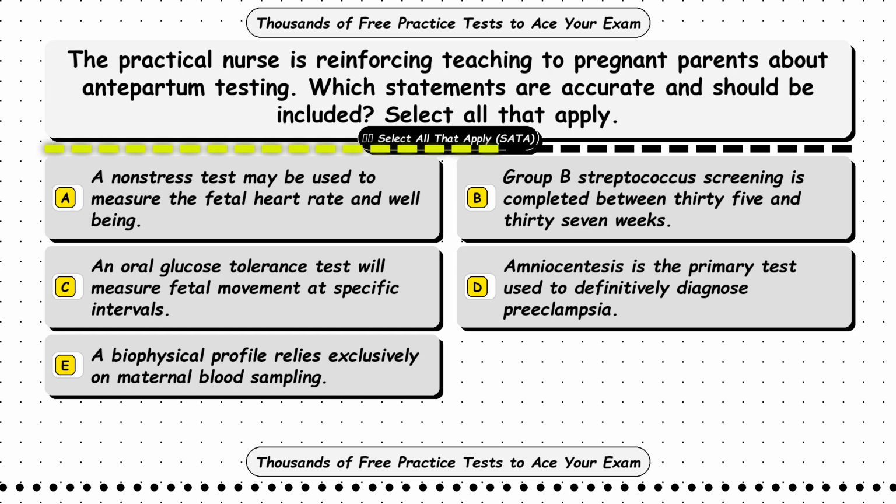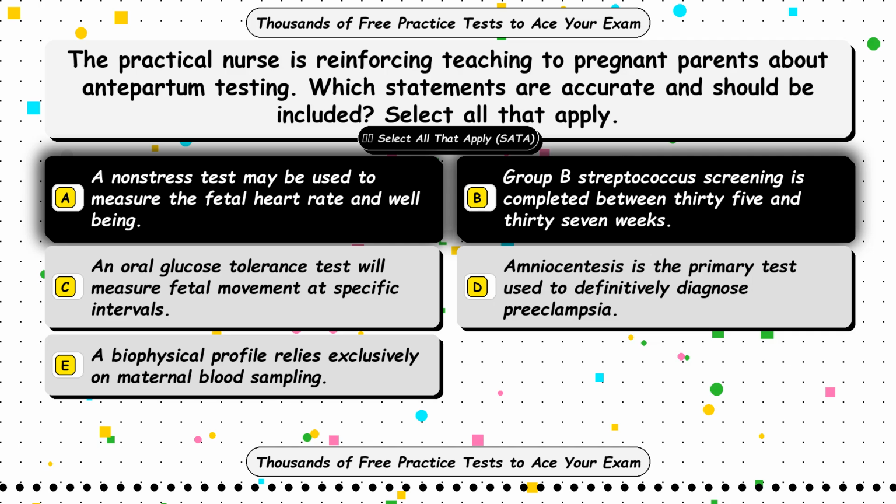Option C. An oral glucose tolerance test will measure fetal movement at specific intervals. Option D. Amniocentesis is the primary test used to definitively diagnose preeclampsia. Option E. A biophysical profile relies exclusively on maternal blood sampling.